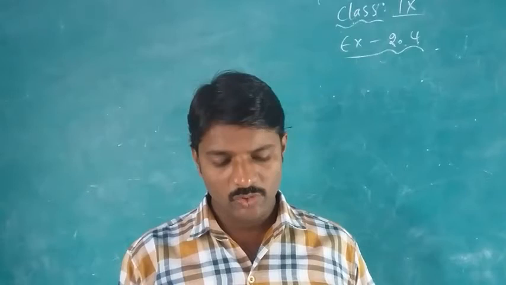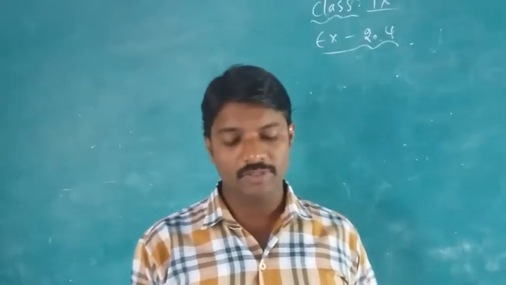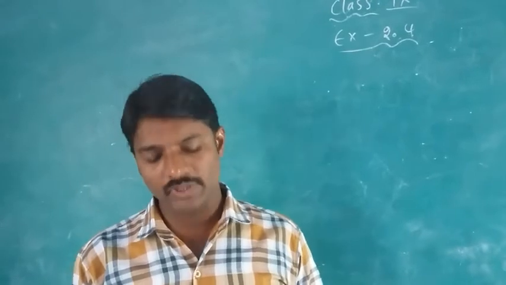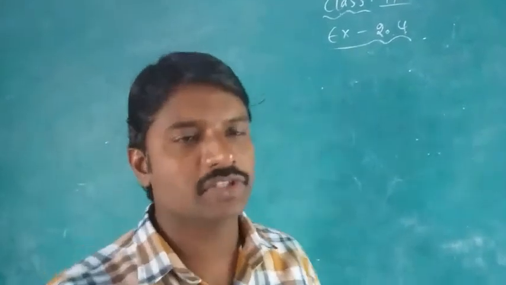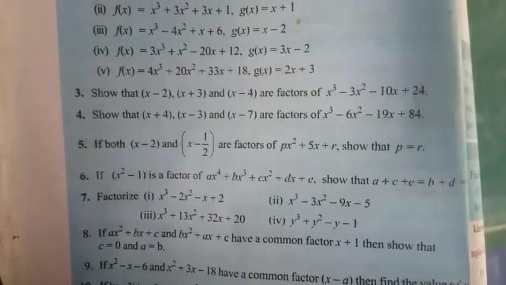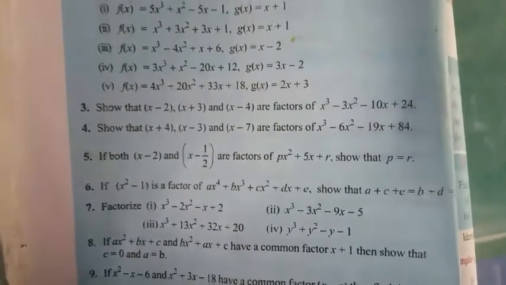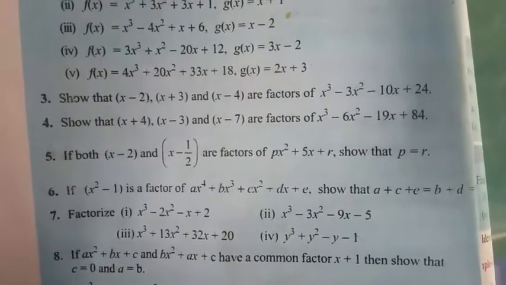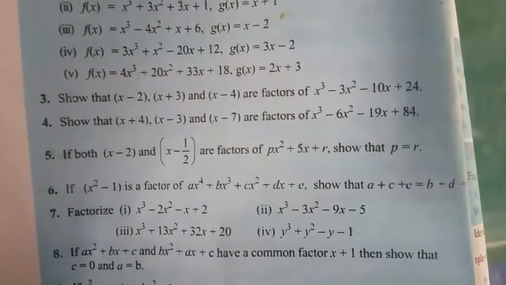Okay, children. In 2.4, up to the fourth problem we stopped, right? Means third problem I explained and I gave the fourth as homework. So today we'll discuss question number 5, children. Once you see question number 5, I'll read the question. If both x minus 2 and x minus 1 by 2 are factors of px square plus 5x plus r, then show that p is equal to r.